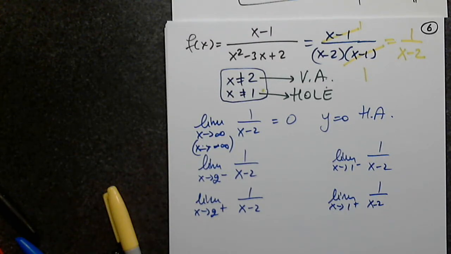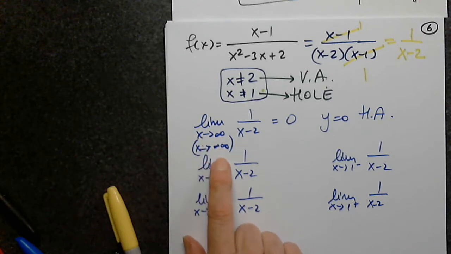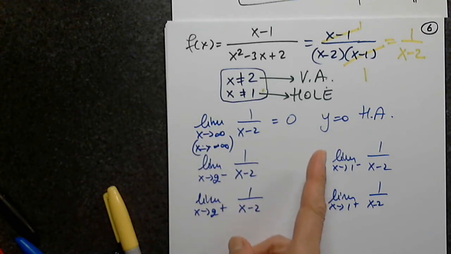Yes, Sally, please. What is in the parentheses under the first limit? Infinity or negative infinity doesn't matter. I'm not going to use the sign, so I don't have to write it twice.